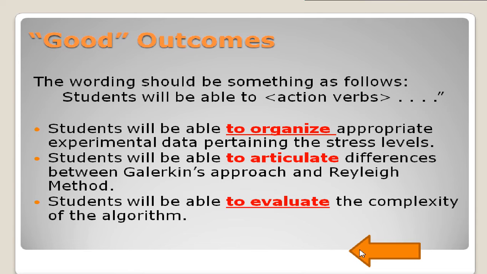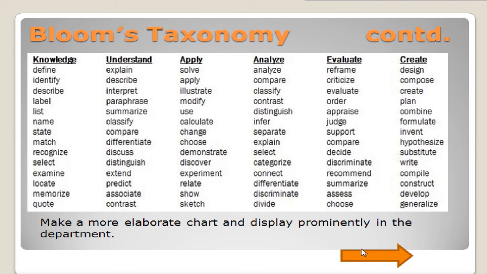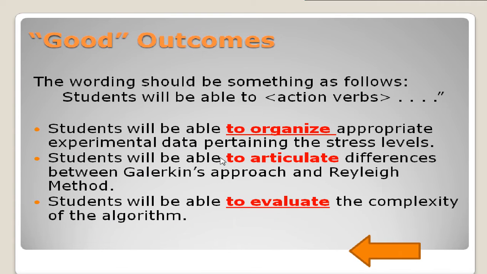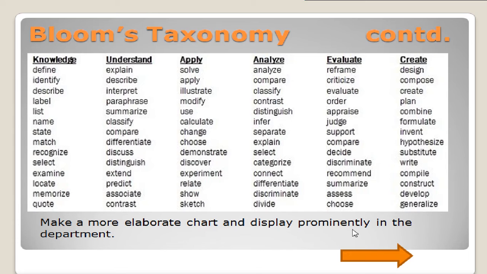Because this word organize, if you try to see here, the closest thing is order. Organizing a set of things in a particular sequence, or ordering them in a particular sequence, more or less they are the same. So that outcome is kind of falling in the evaluate domain. Similarly, articulate means specifying clearly and explaining. So this kind of gives understanding. It falls into the domain of understanding.